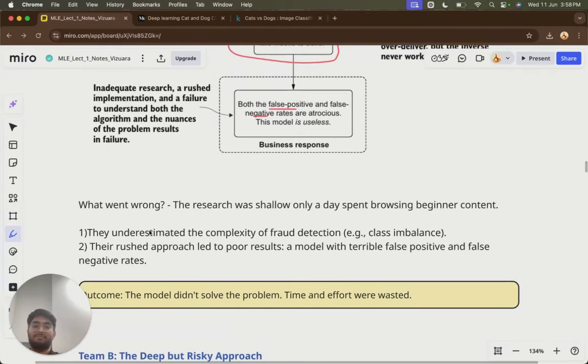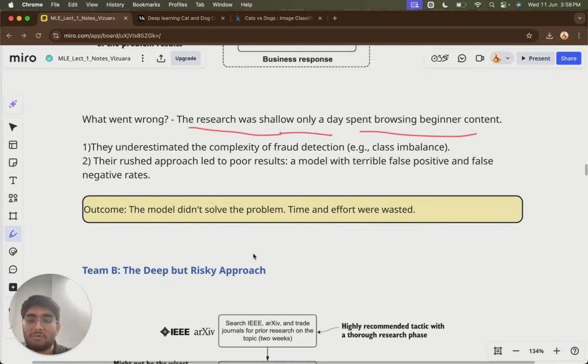What went wrong? The research was shallow, with only a day spent browsing beginner content. They underestimated the complexity of the project, and their rushed approach led to terrible false positive and false negative rates. Then the outcome: the model never solved the problem. Time and effort were wasted.